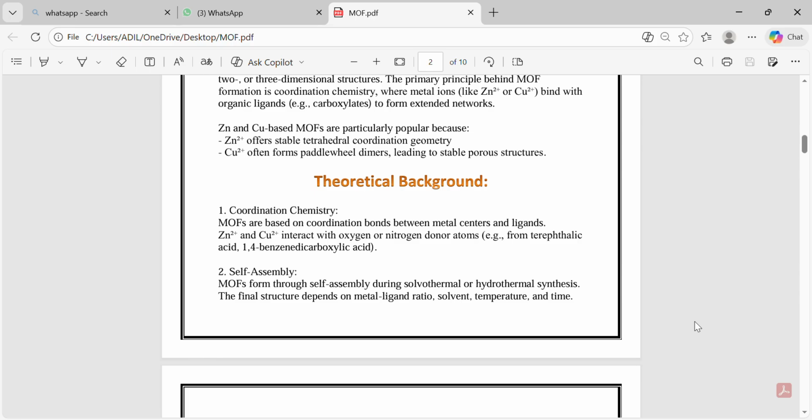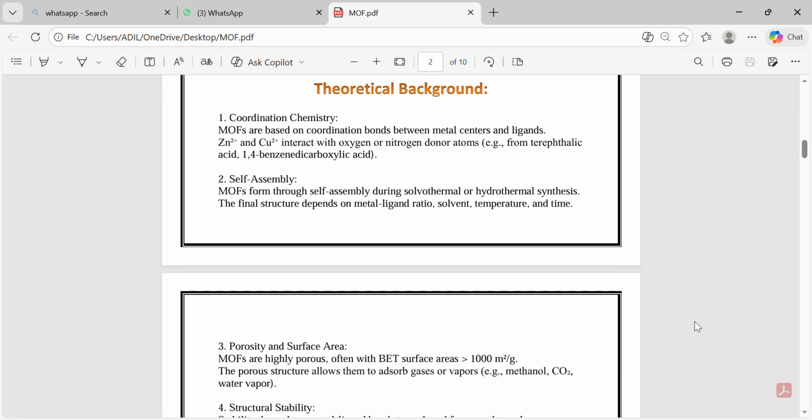Here are two main things. The first one is the coordination chemistry, in which metal ions bond with organic ligands to build the framework. The second one is the self-assembly. The MOF forms by itself when the metal and ligand mix in a solvent under heat, which is called solvothermal synthesis.